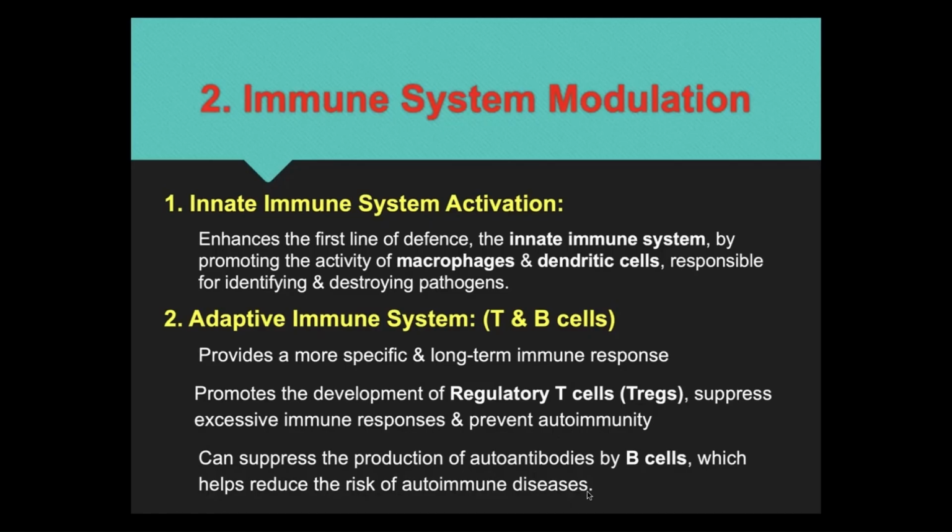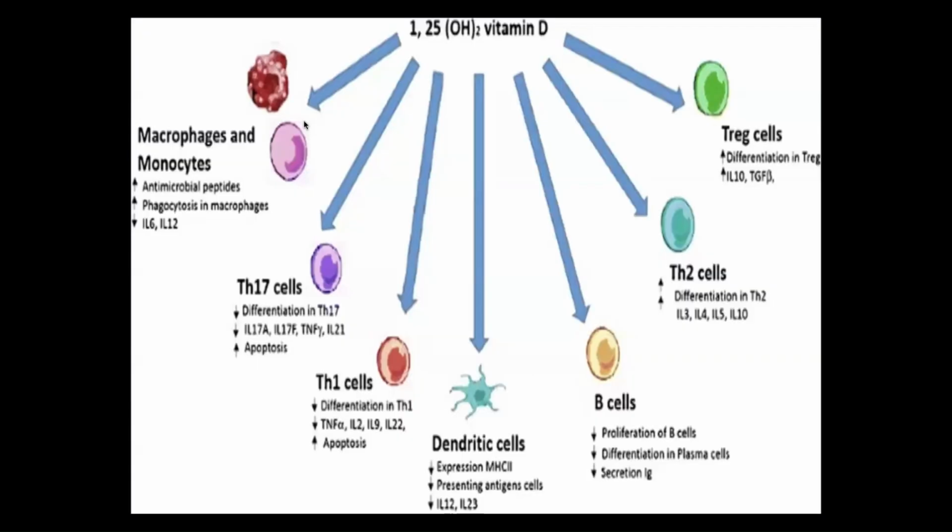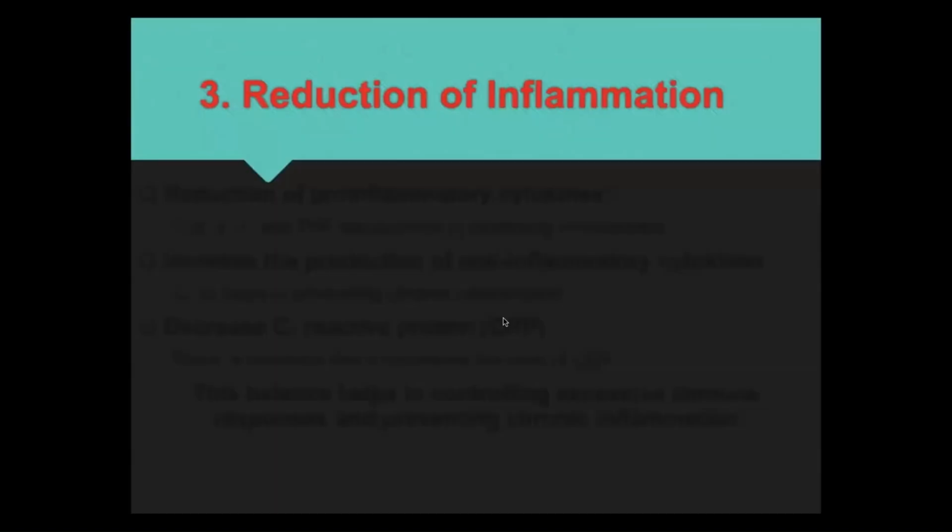It can suppress the production of autoantibodies by B cells, which helps to reduce the risk of autoimmune disease. So you have seen that on the one hand, in the first step, it increases our defense system, and secondly, it suppresses the opponent which are attacking our body. That's the auto-regulatory system. It prevents the autoantibodies. So by the balance of these two, it helps in the modulation of the immune system. If you see this slide, macrophages and dendritic cells are the innate immunity, while the Tregs and these cells are the adaptive immune system.